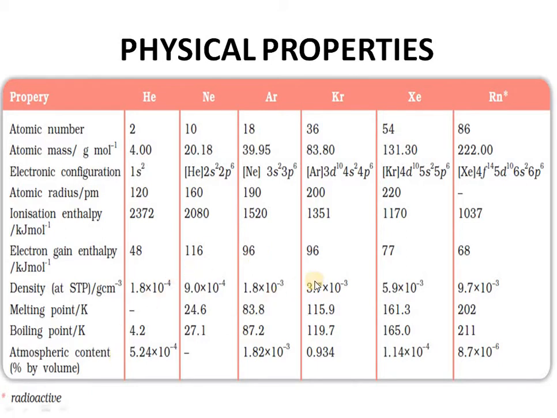And density, as you know, as you go down the mass is increasing, so the density is increasing down the group. Melting point, boiling point also, you know that forces are increasing down the group. Which forces? Van der Waals forces. And forces are increasing, so melting point, boiling point also increases. The percentage availability in the atmosphere is 5.24 in case of helium, argon is 1.82 times 10 to the power minus 3, and krypton is found in very good amount, and radon is the least available because of its radioactive nature.